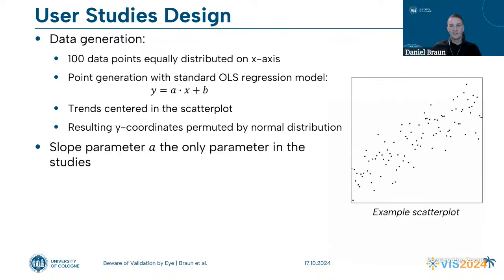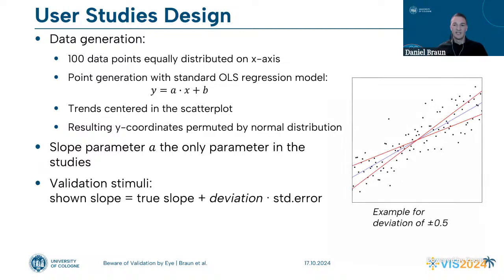To answer these questions, we conducted two user studies following a similar design. For each trial, we generated 100 data points equally distributed on the x-axis using standard OLS regression models. The resulting y-coordinates were afterwards permuted by normal distributions, and all the trends we showed were centered in the middle of the scatter plots. So in this work, we focused only on the slope parameter of the trends to be validated and estimated.